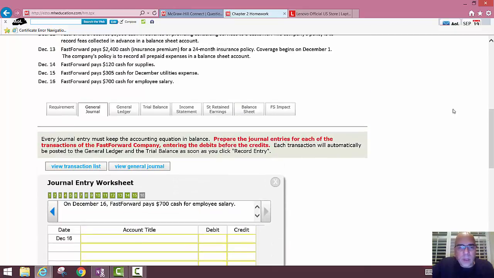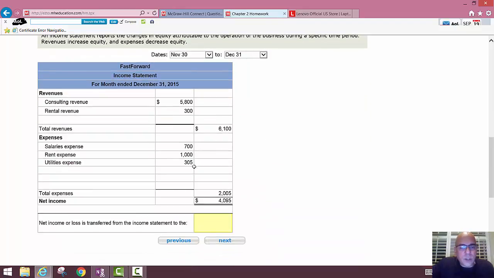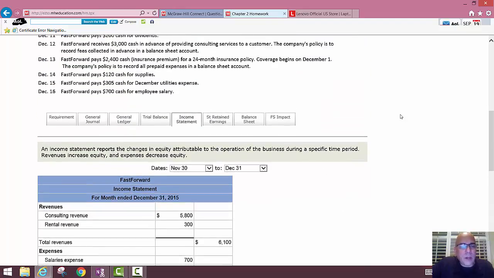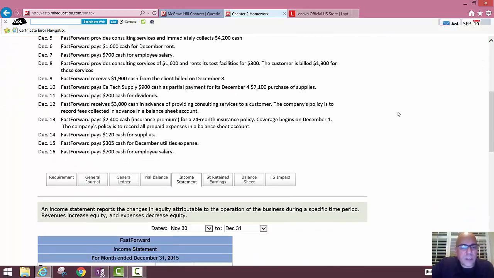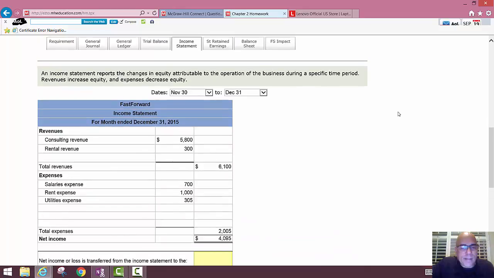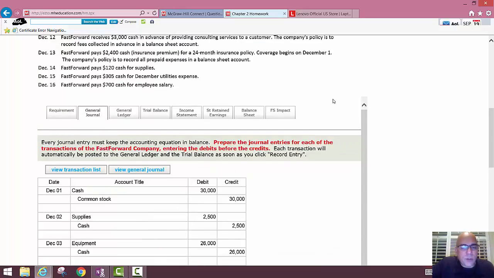Okay. And again, when we look at the income statement, hopefully we'll see it correctly this time. There it is. Utility expense 305, right? And of course we paid cash for that. Okay. All right, so you come over, and we're getting there. Let's take a look at the next transaction in the general journal.